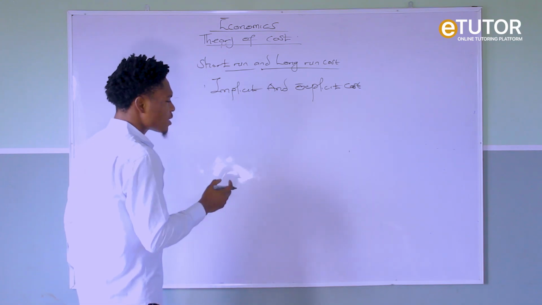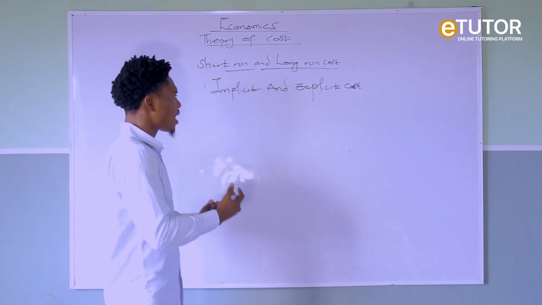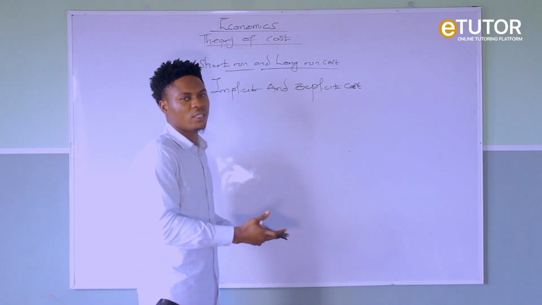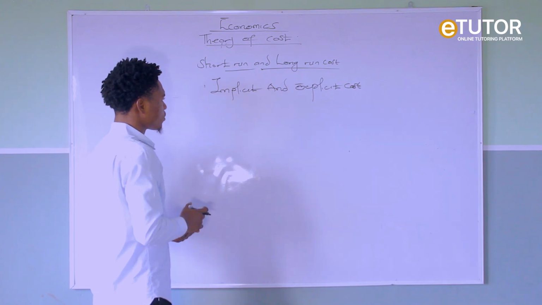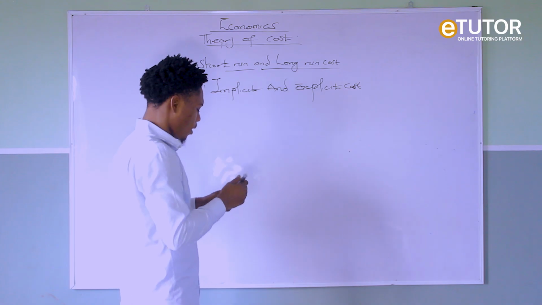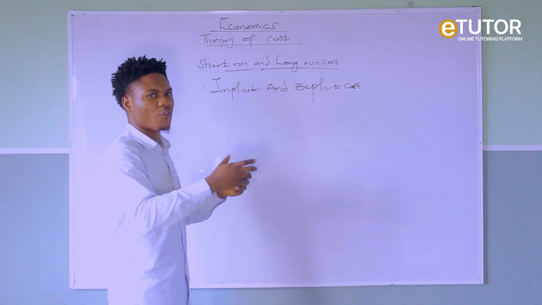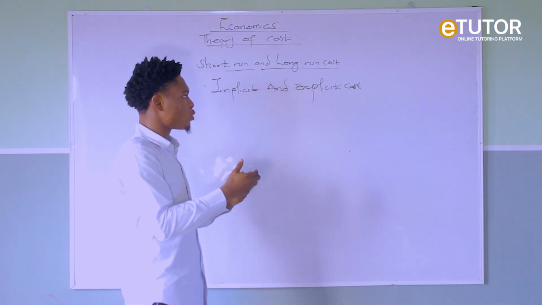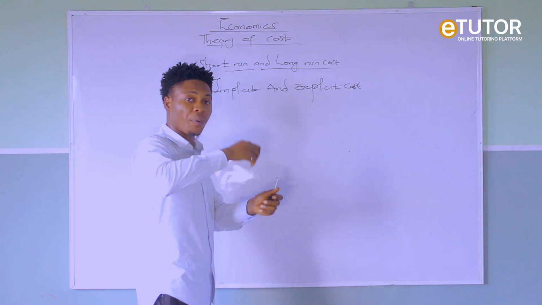So, very simple. Implicit means within. Explicit means outside. As a producer, you incur both costs. Let's start with explicit. It's not possible not to obtain resources from outside. So, as a producer, you acquire resources from outside, you pay money.